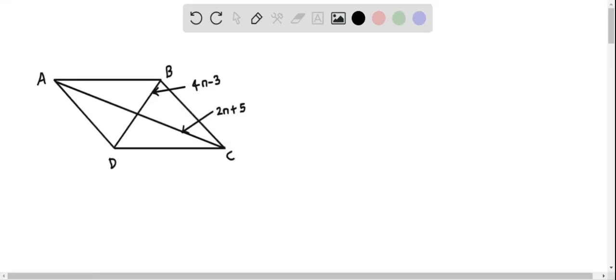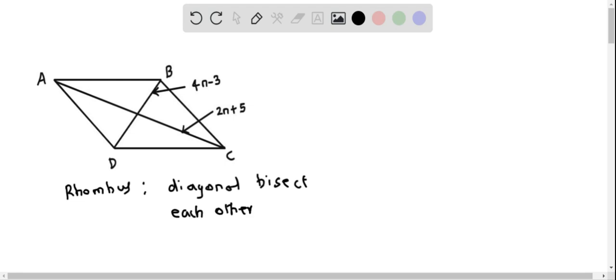Here we utilize two properties of a rhombus so that we can write an expression for the side AD. One of the properties is that the diagonals of the rhombus bisect each other at right angles. And this means the angle between the two diagonals is equal to 90 degrees.